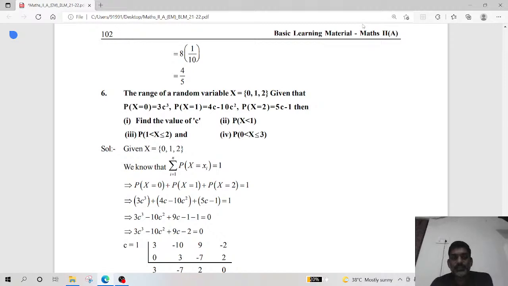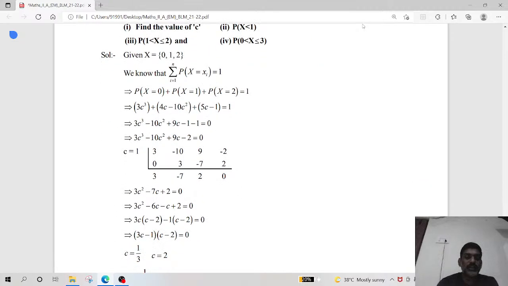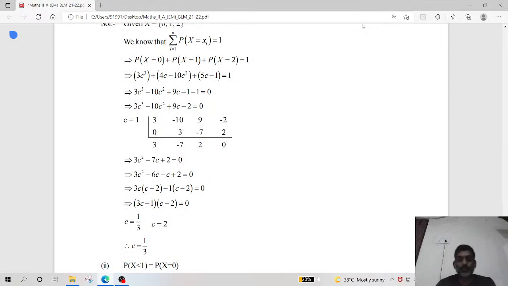So given X is equal to 0, 1, 2, that is the range. So the summation, i equal to 1 to n, of P(X = x_i) is equal to 1. If we substitute, P(X = 0) plus P(X = 1) plus P(X = 2) is 1. So P(X = 0) has value 3c cube, P(X = 1) has value 4c minus 10c square, and P(X = 2) has value 5c minus 1. Simplify all, and you can get 3c cube minus 10c square plus 9c minus 2. Then try to find the values of c here with the help of the synthetic division method. We are getting c equal to 1, then c equal to 1/3, and 2.